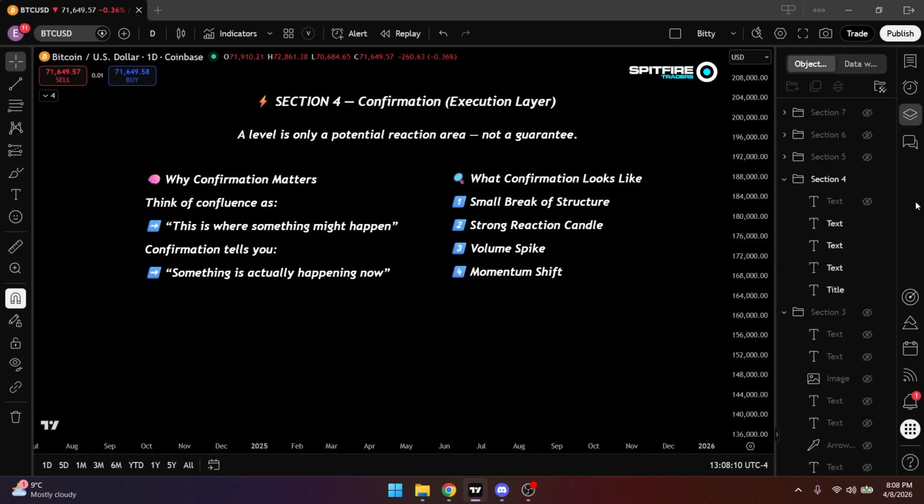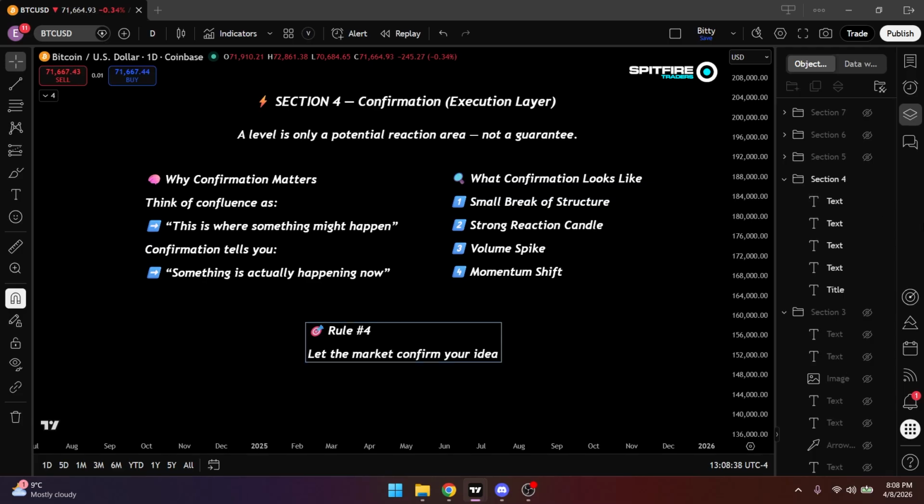Momentum shift. Candles become stronger in trend direction. Pullback structure starts reversing. This confirms the move is beginning. If you enter too early, price can go deeper into the zone. You get stopped out unnecessarily or you sit in drawdown for no reason.